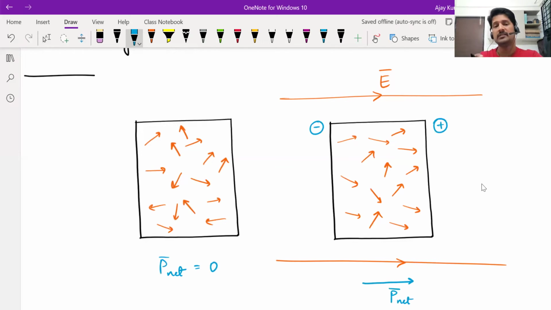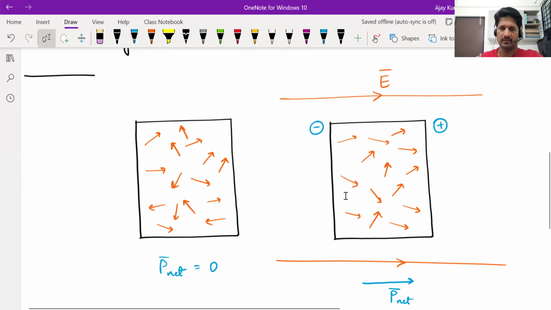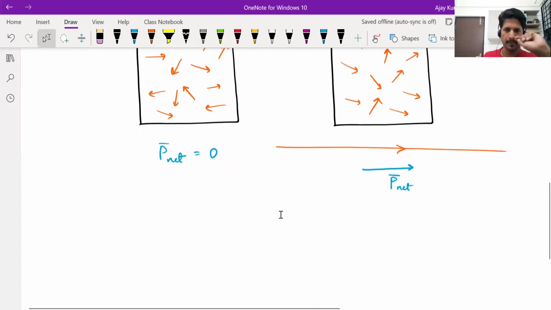Something similar happens in magnets also. Not exactly the same. We'll discuss in detail, but this is how you can magnetize a material. So basically what we do is we switch on an external field, that's all. Once you switch on the external field, some changes will happen inside and the material will get magnetized. That is the basic idea behind magnetizing a material.